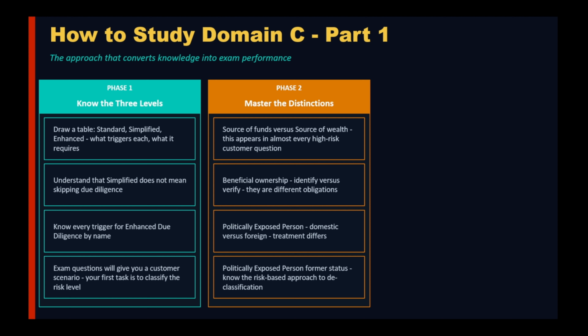Practice such scenarios, articulating each distinction in one sentence. If you cannot explain it clearly and briefly, you are not ready to apply it under exam pressure.